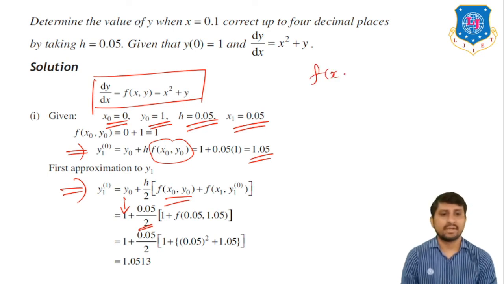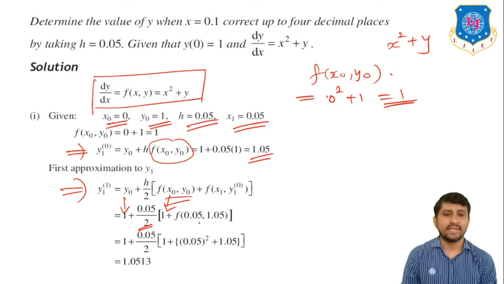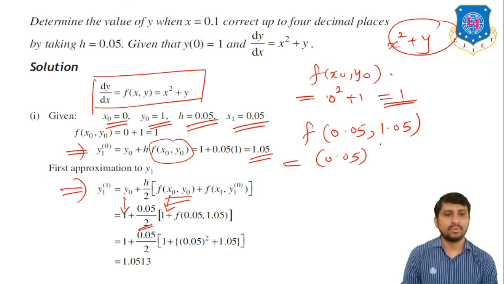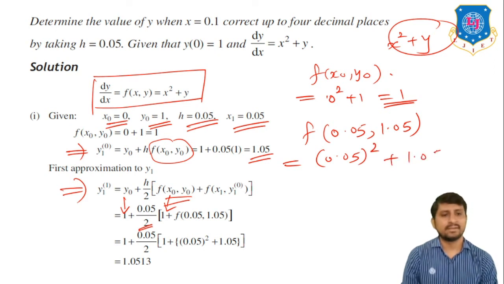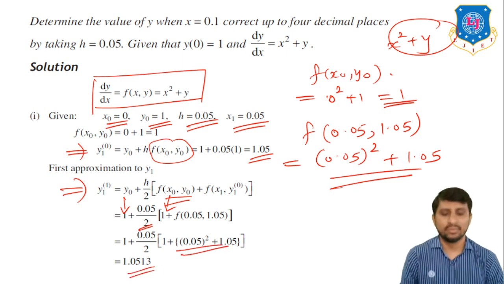So f of x0 y0, where x0 is 0 and the function is x square plus y, is 0 square plus 1, so f of x0 y0 is 1. Now f of x1 y1 0 is f of 0.05 and 1.05. Put this value here: 0.05 whole square plus 1.05. So that is the step written here. Clear? And the final answer is 1.0513.